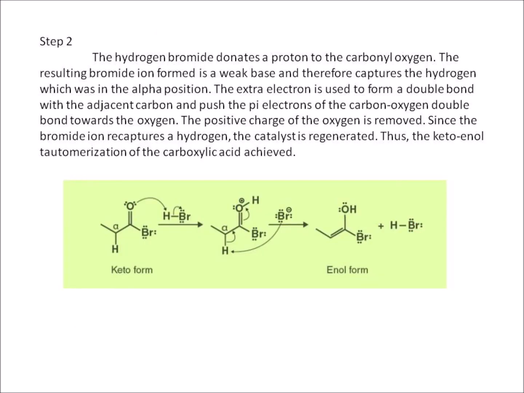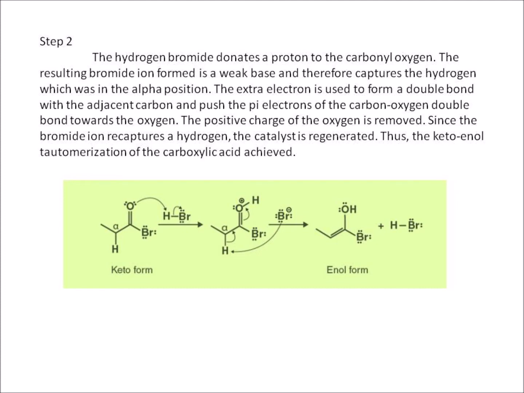In the second step, the hydrogen bromide donates a proton to the carbonyl oxygen. The resulting bromide ion formed is a weak base and therefore captures the hydrogen which was in the alpha position. The extra electron is used to form a double bond with the adjacent carbon and push the pi electrons of the carbon-oxygen double bond towards the oxygen.